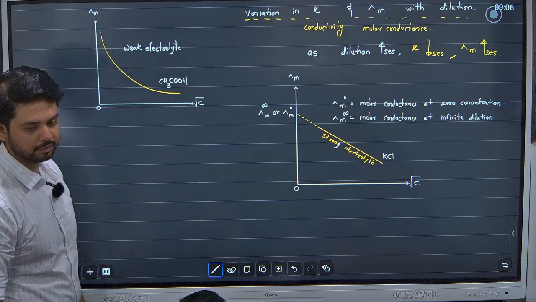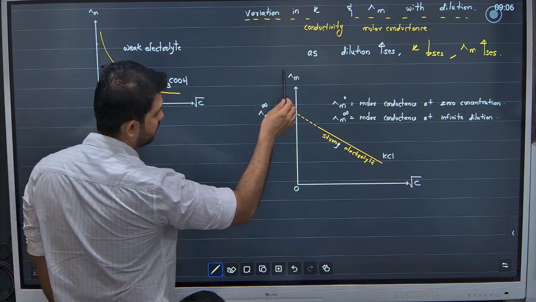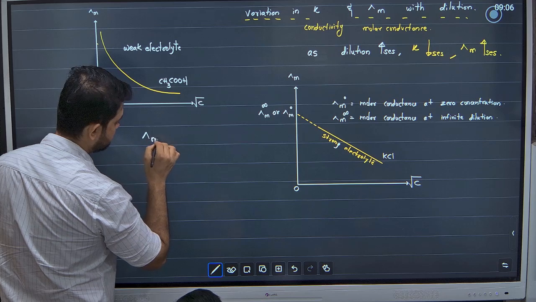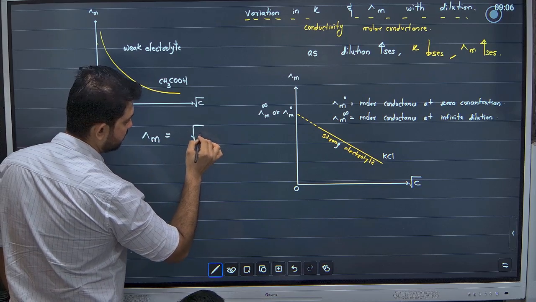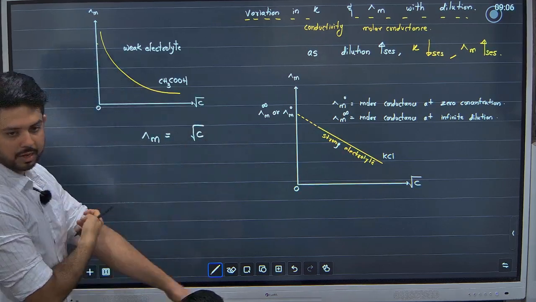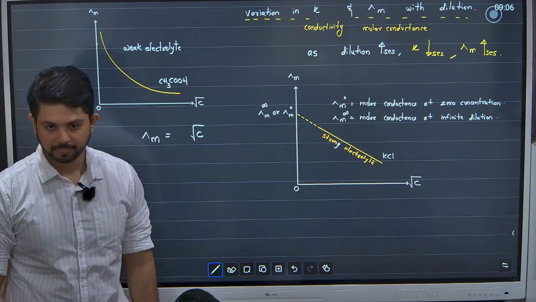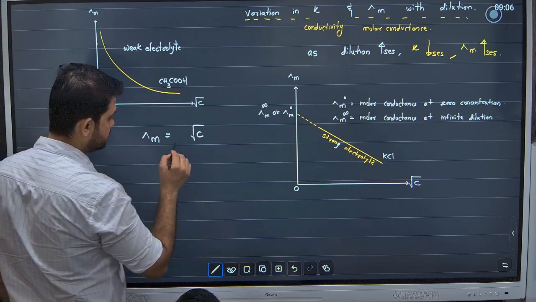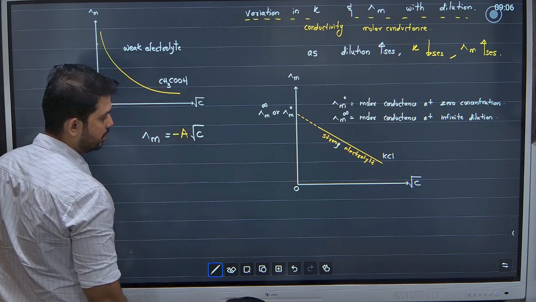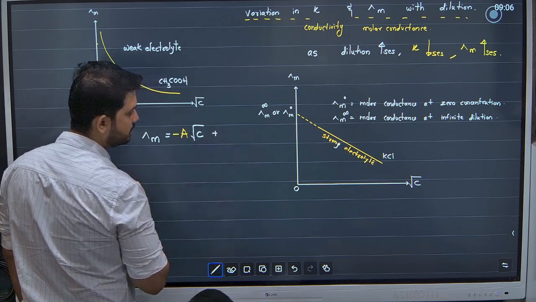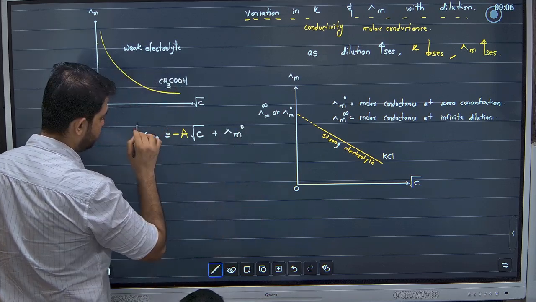अभी इस प्लॉट का equation will go उल्टा. Give me the equation for the plot. Y axis क्या है? Lambda m. X axis root c. बराबर. This equation is of the form y is equal to mx plus c. Negative slope है ना? The slope is given by A. And what is the y-intercept? Lambda m naught, lambda m infinity. Below A की बात है.